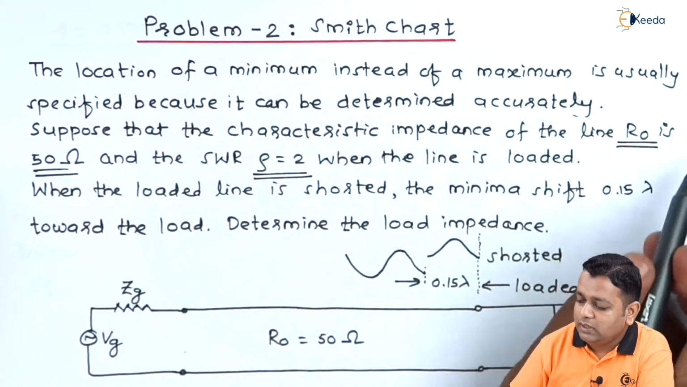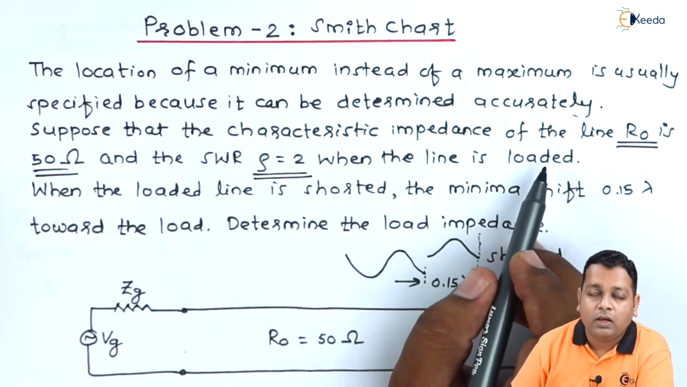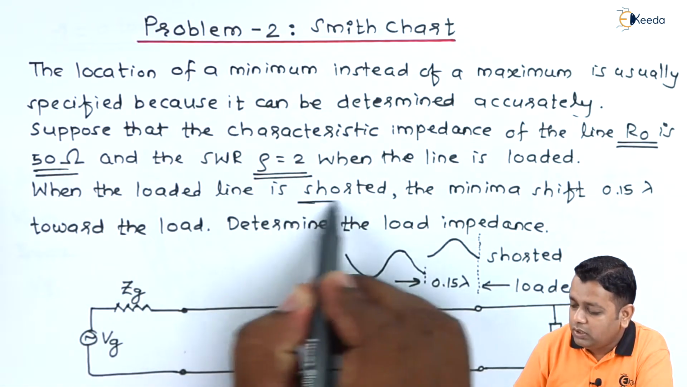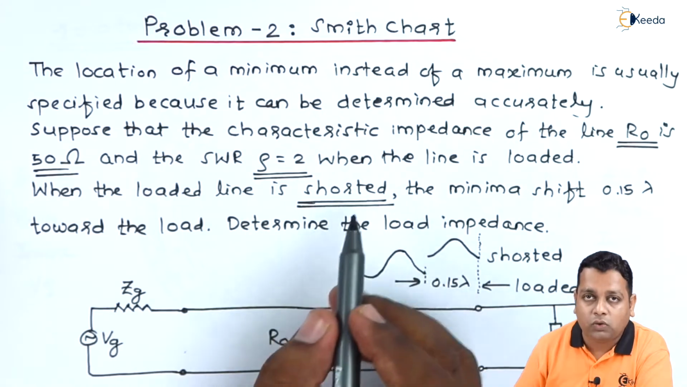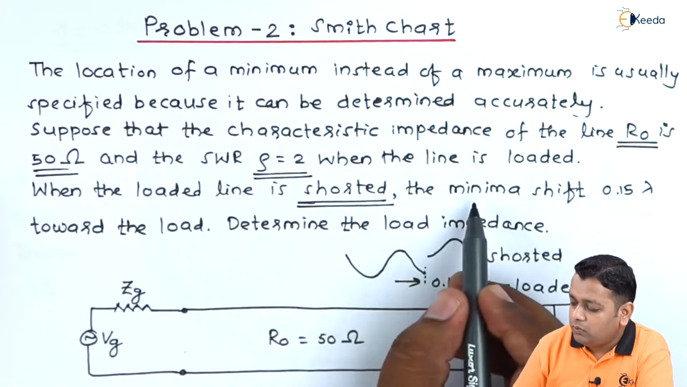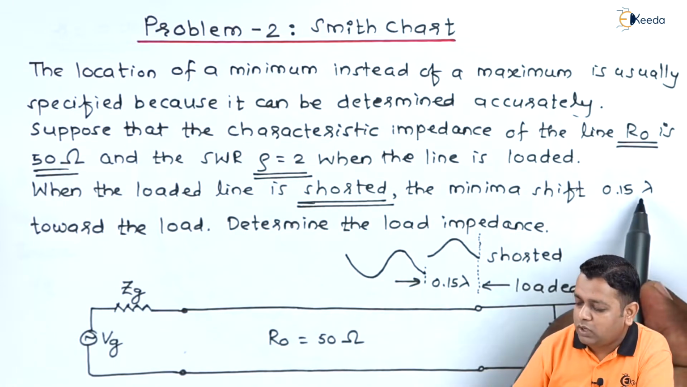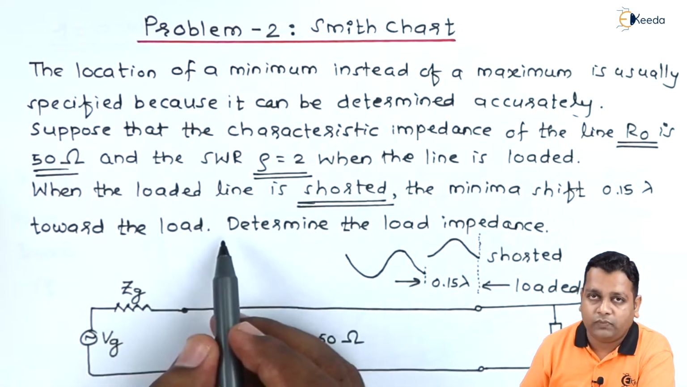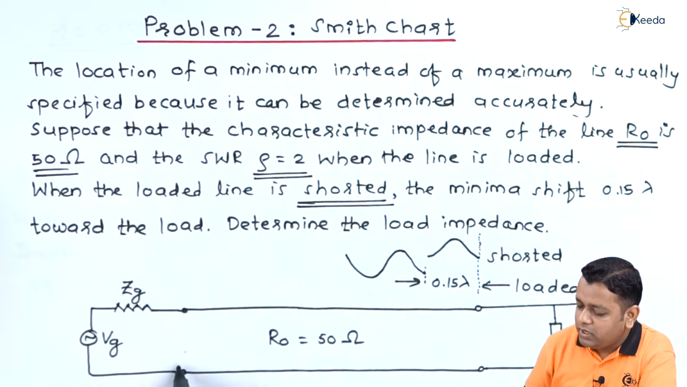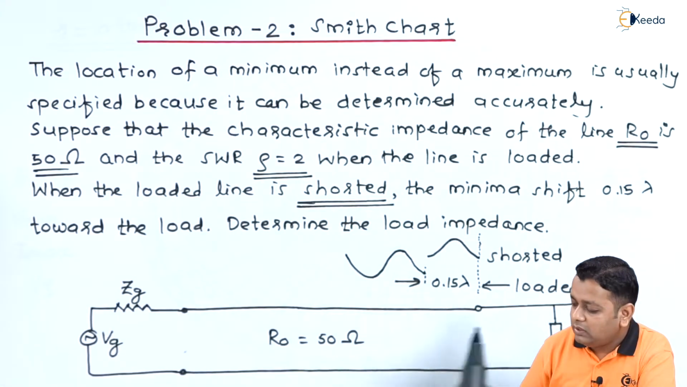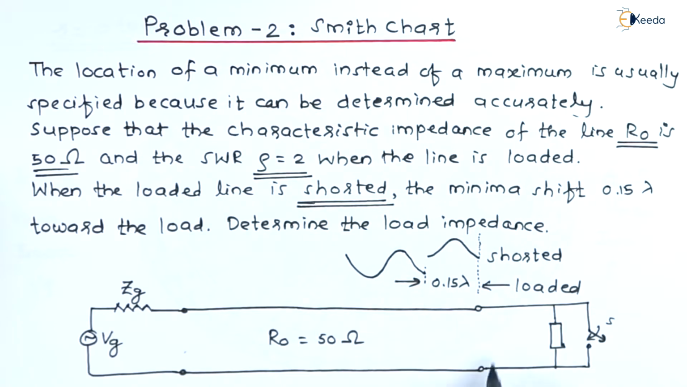Now this is the loaded condition. When such a transmission line is further mentioned to be shorted, on shorting the line the minima shifts by 0.15 times lambda towards the load. See here, these are the two points towards the generator, suffix G is mentioned here, and these are the two points, the nodes we can say, towards the load here.